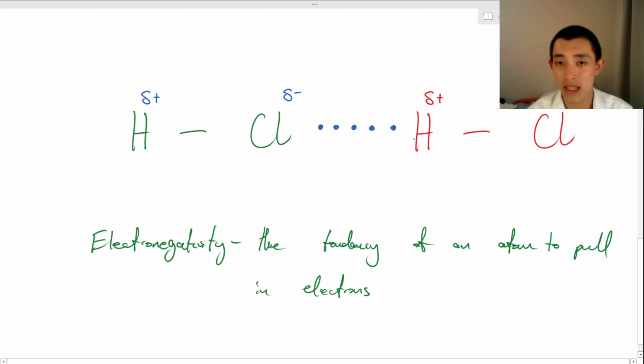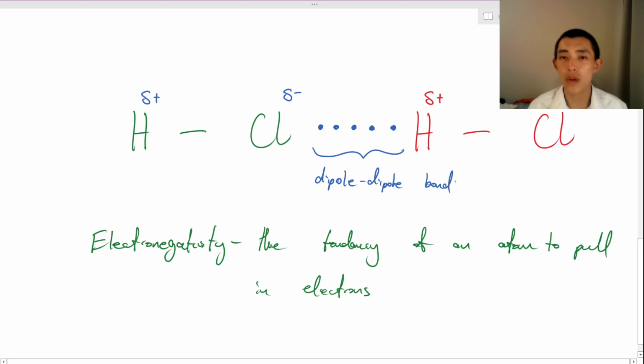And what's this thing called? This force of attraction is our dipole-dipole force. Dipole-dipole bond, also called dipole-dipole force, whatever you want to call it. That is our dipole-dipole bond. And so that should hopefully give you a basic understanding of dipole-dipole forces. This is how it works. It's fundamentally caused by a difference in electronegativity.